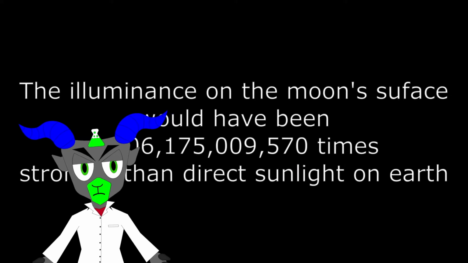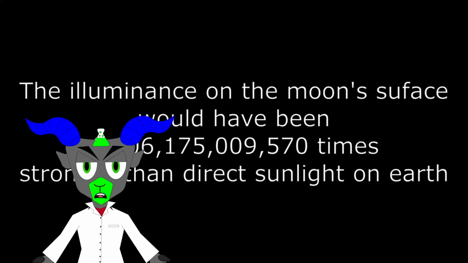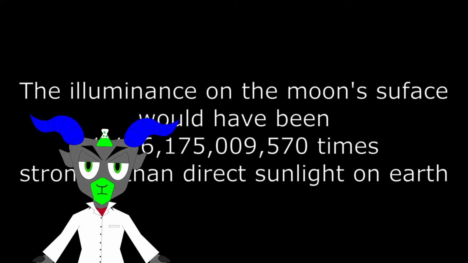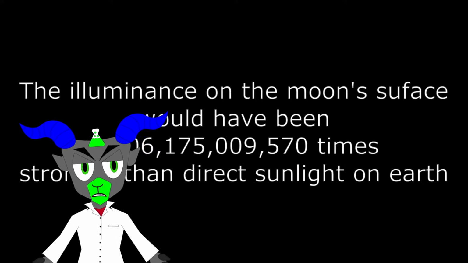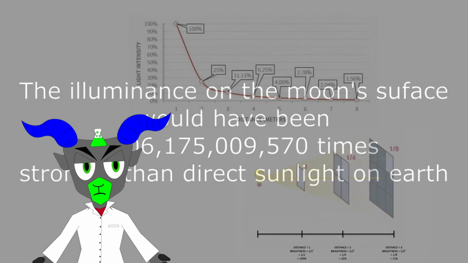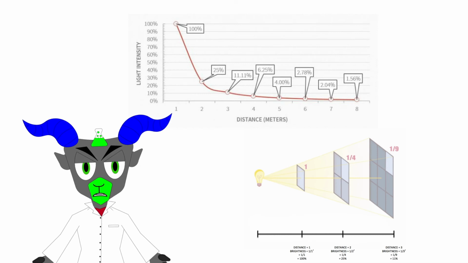From a light source, the intensity of the light diminishes at a ratio proportional to the square of the distance it travels. To put it more simply, as the distance doubles, the light intensity decreases by a factor of 4, which looks like this. There are some caveats with this equation.